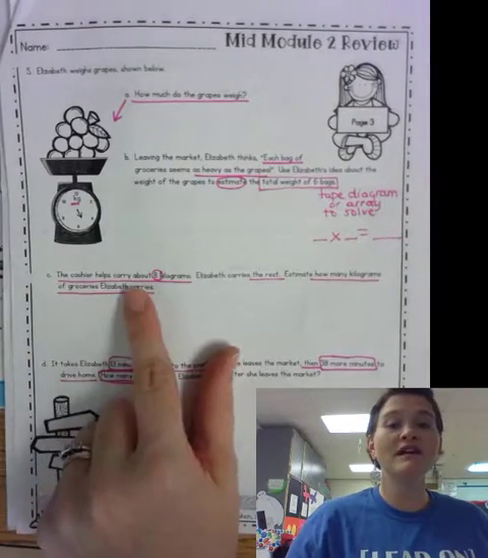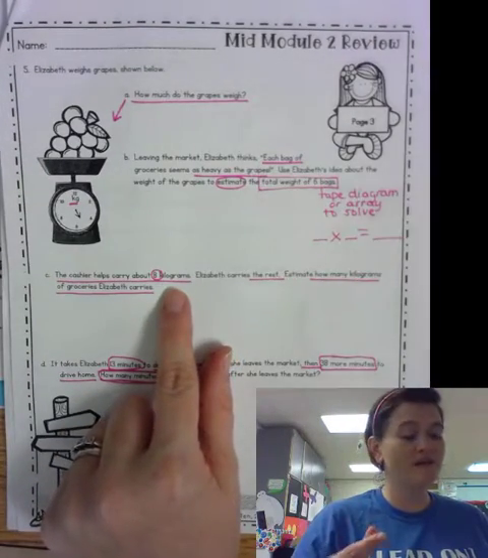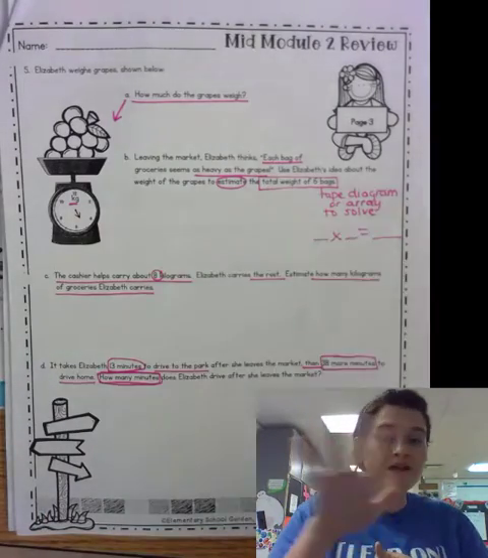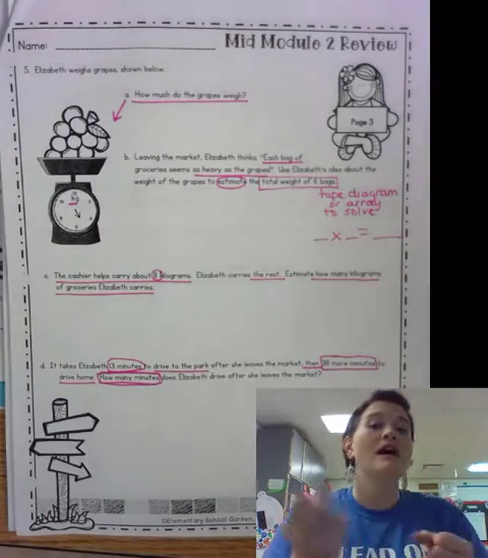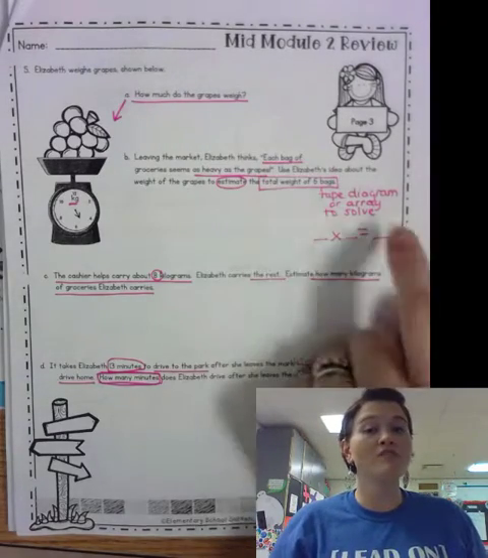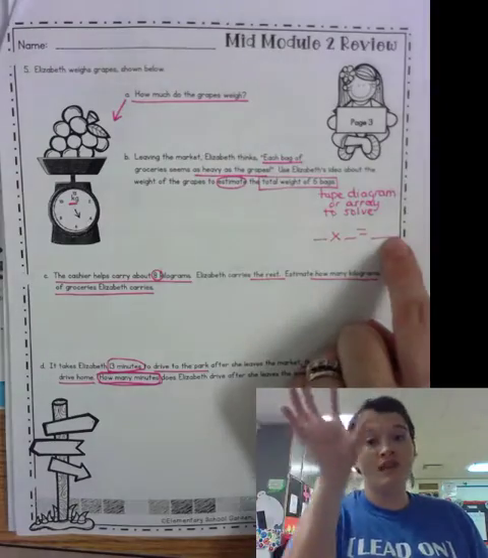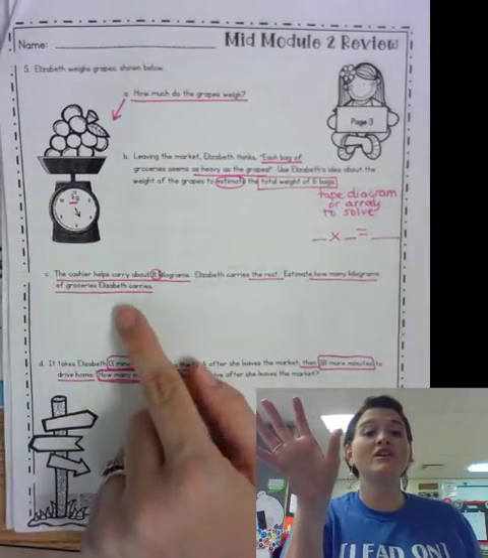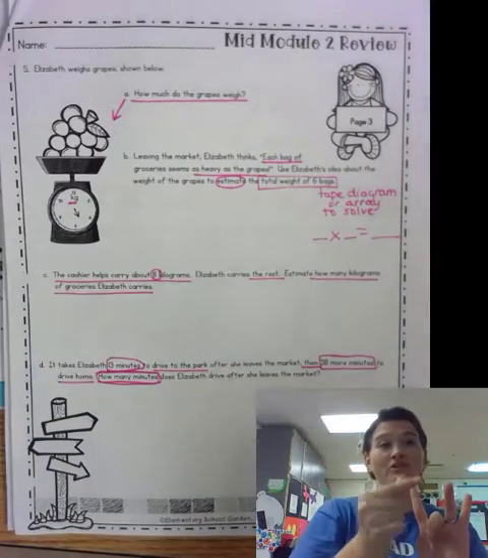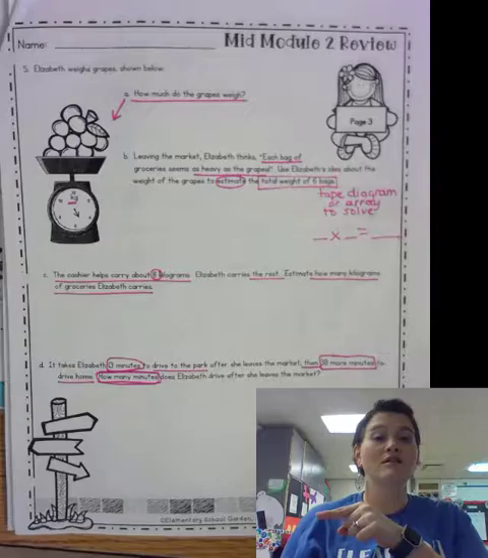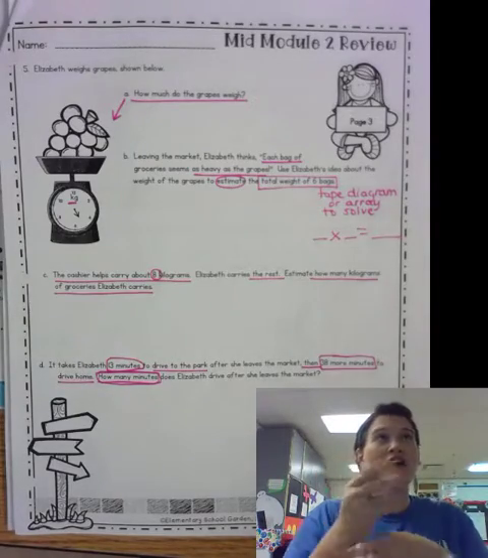So the cashier helps carry out 8 kilograms, and Elizabeth carries out all the rest. So we have to estimate, because we estimated in the last one, how many kilograms she carries. So from our answer before, this is the total now of how much it will be. And we know that the cashier is going to take 8 kilograms. So our mystery, our unknown, is how much Elizabeth will carry. You have to think, how are we going to solve that?